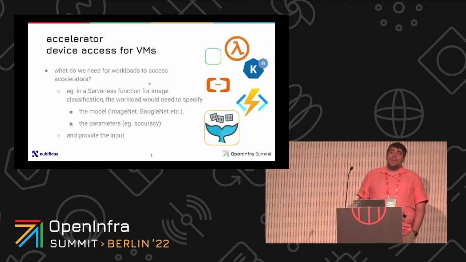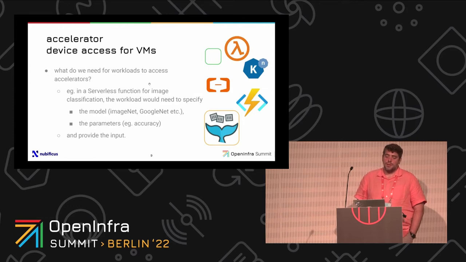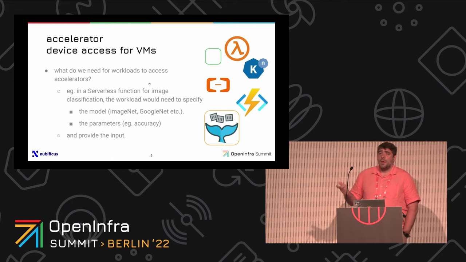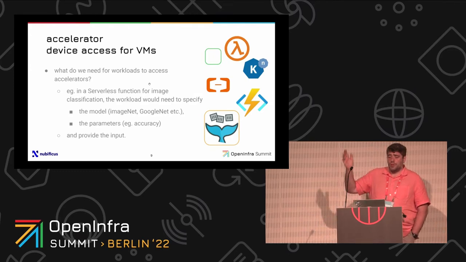So what we figured is: what is the bare minimum for workloads to access accelerators? In a serverless function that does image classification, the only thing that the workload needs to specify is what kind of classification they need, the kind of model, the parameters for this model, and the input. So why do we need the whole device on the guest? Or why do we need to specify CUDA calls? Or OpenCL calls.